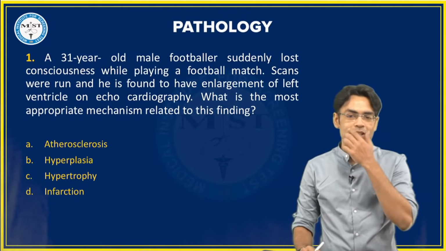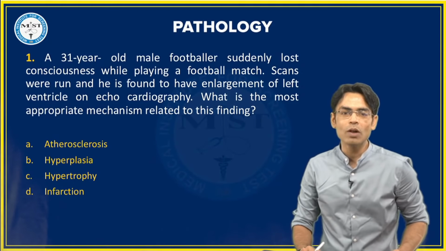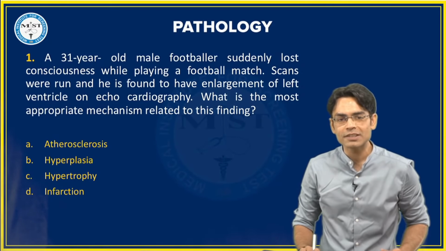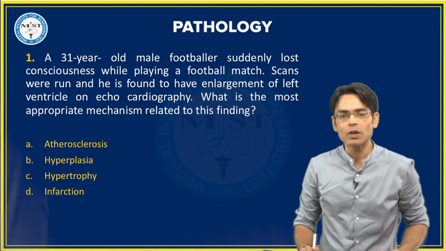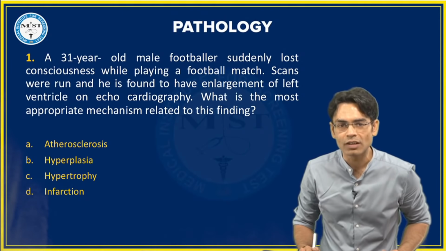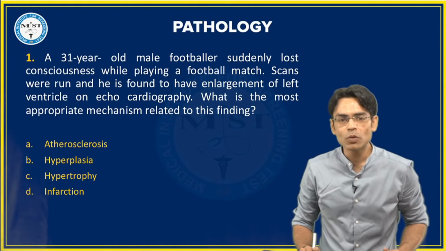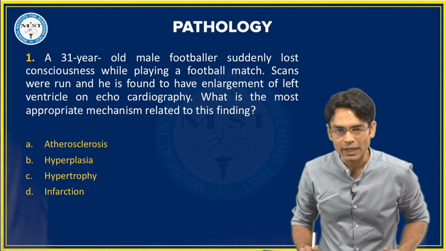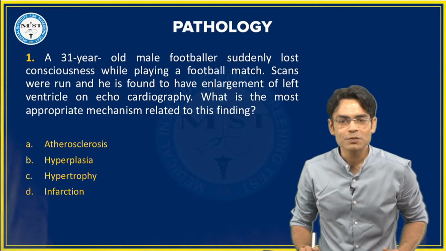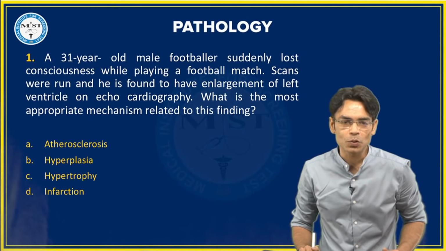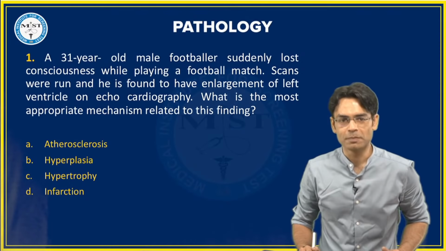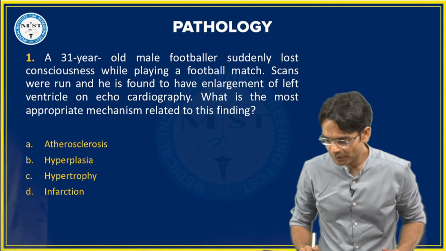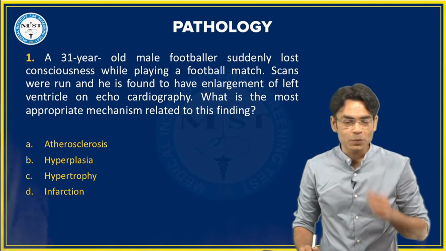Okay, the first question goes like this. A 31-year-old male footballer suddenly lost consciousness while playing a football match. Scans were run and he is found to have enlargement of the left ventricle on echocardiography. What is the most appropriate mechanism related to his findings? The options on your screens are A, atherosclerosis, B, hyperplasia, C, hypertrophy, and D, infarction. I would like to ask you the answer for this question.